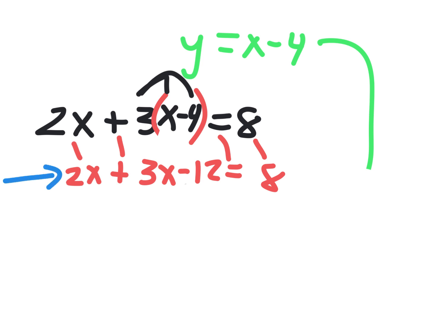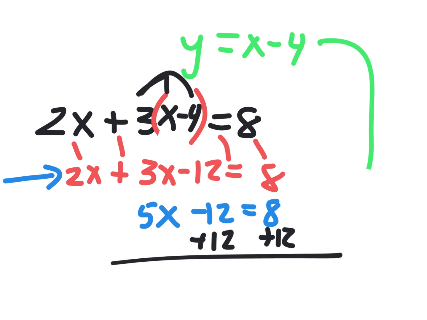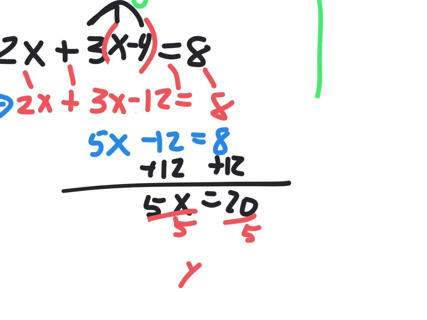When you combine like terms? Yep. So the 3x and the 2x make? 5x. Keep reading. And then you go minus 12 equals 8. Perfect. Then what? You minus 12 on both sides. Close. Or plus 12. There you go. 8. 5x equals 20. Now what? Divide by 5. Yep. And then what? Then x equals 4. You got it.